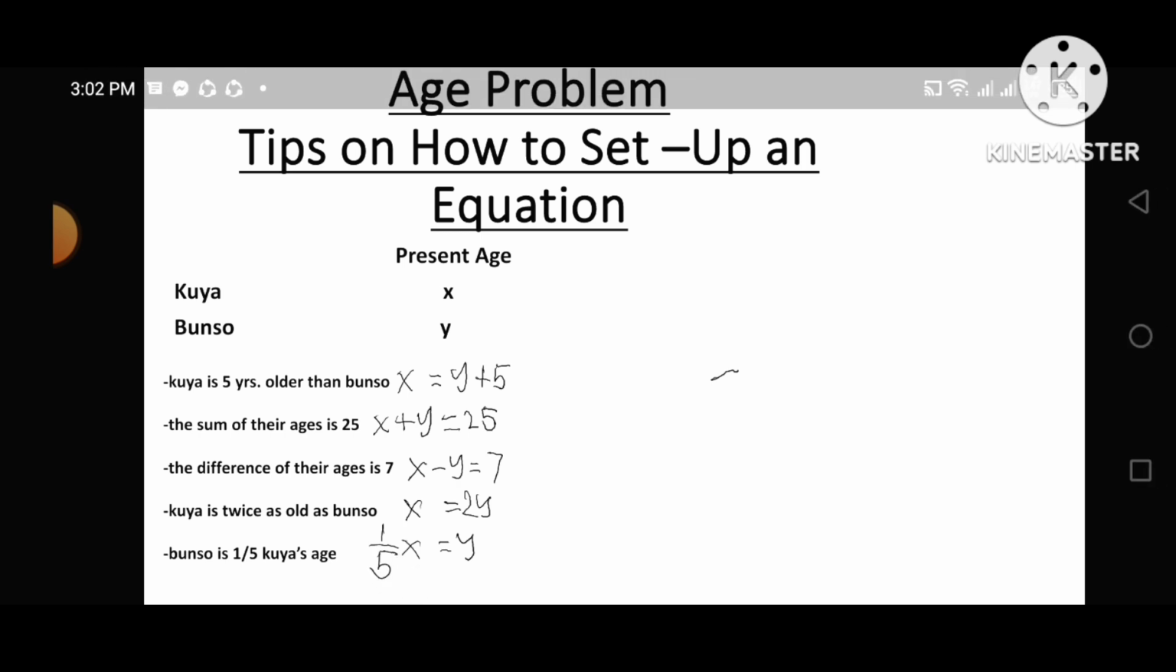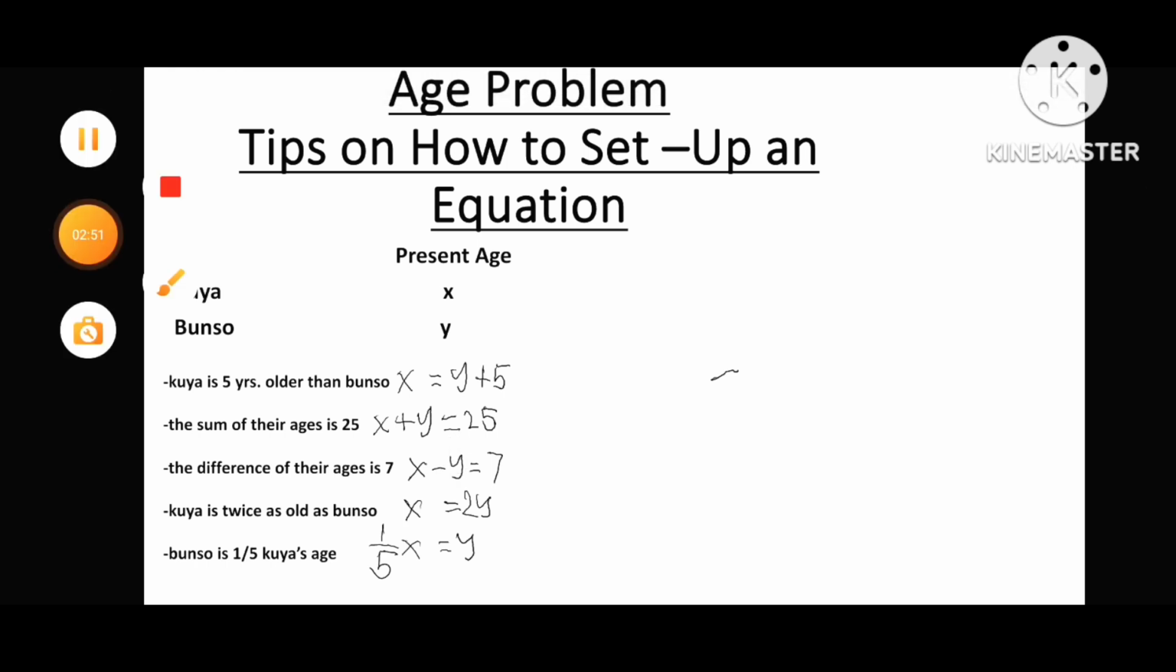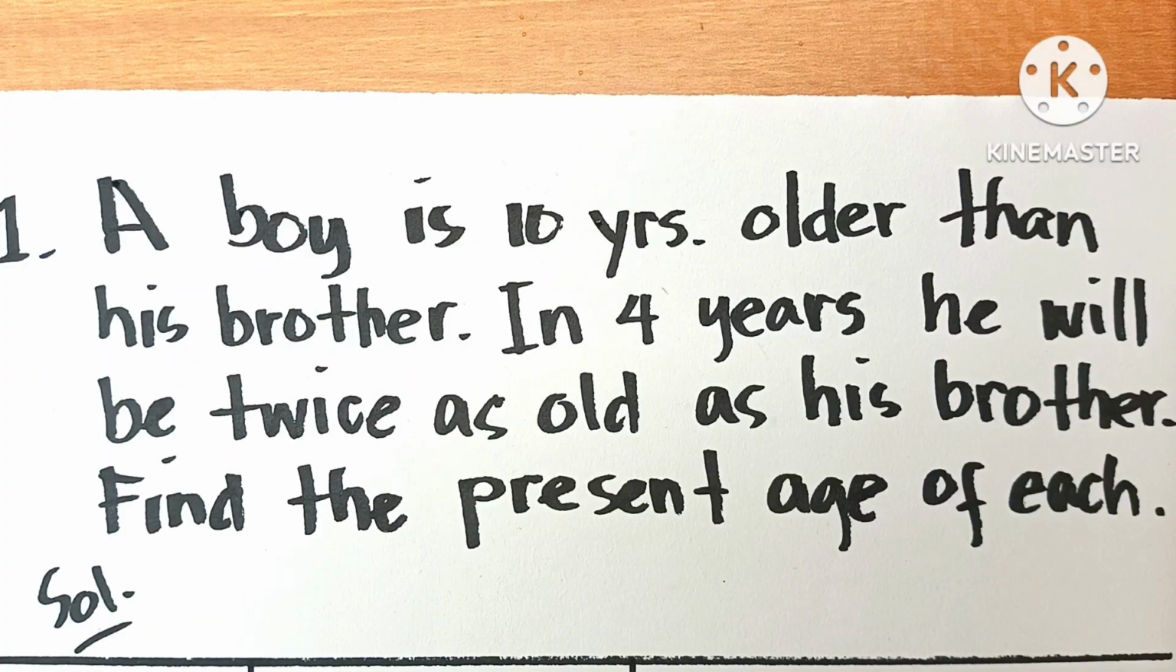So I hope these tips helped. Maybe we are now ready to solve problems involving age. Let us see if we can apply the tips I gave you. Let us take the first problem. A boy is 10 years older than his brother. In 4 years, he will be twice as old as his brother. Find the present age of each.